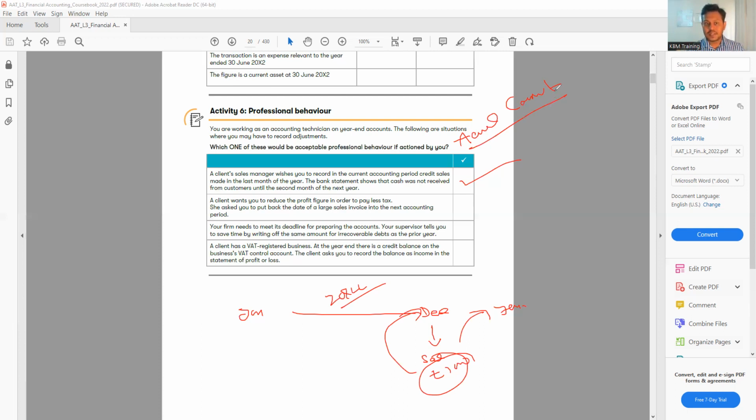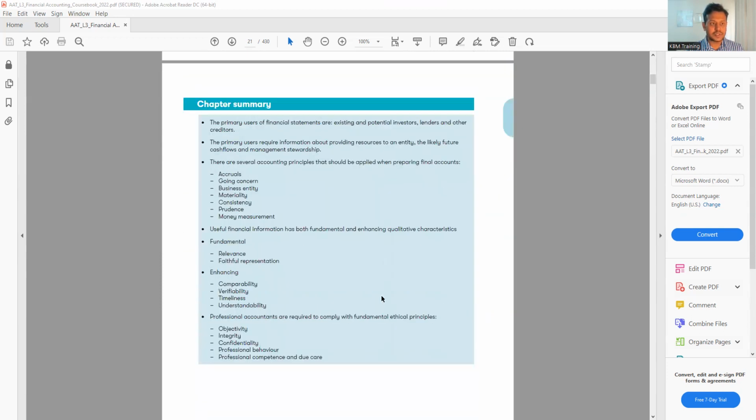All right, so this is our story of chapter number one. I think this is the end of the chapter, so we'll move to the next chapter. Before that, we'll take a break, and after the break, we'll move to the next chapter.